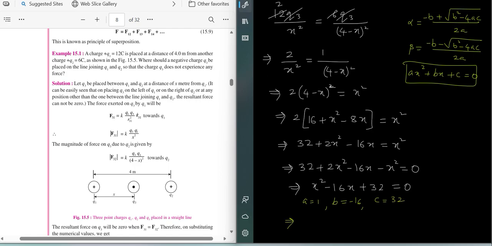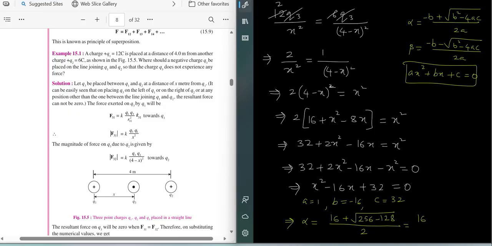So just put the values here now. One of the roots is minus b. Minus of minus 16 is 16, plus or minus under root b square, which is 256, minus 4 into a, which is 1, into c, 32. 4 into 32 is 128. Divided by 2 times a, 2 into 1 is 2. I have written alpha and beta. So let's first calculate alpha. 256 minus 128 is 128, square root of 128.